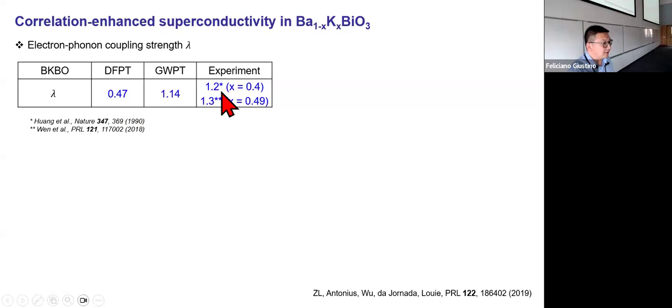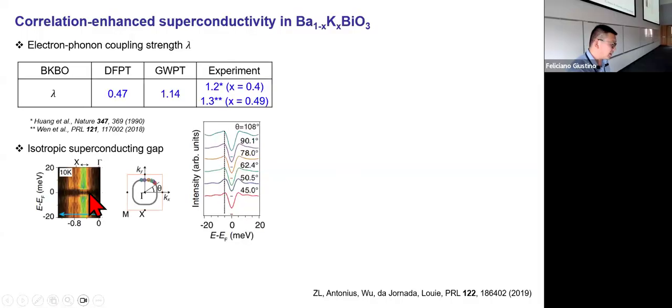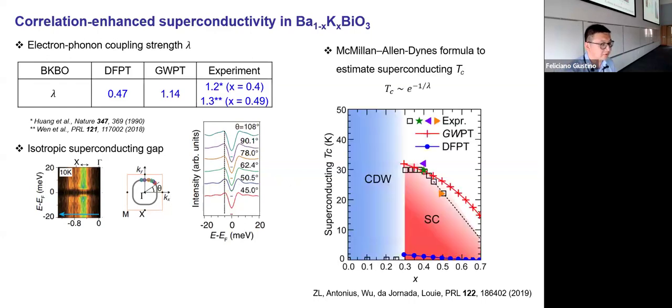Experimentally, it has been measured. So this is a measured spectrum where you can see there's a gap opening near the Fermi energy. And this gap size is uniform when you go through different parts of the Brillouin zone. So that represents that it's very likely an S-wave superconductor, which typically is an indication of an electron-phonon coupling driven superconductor.